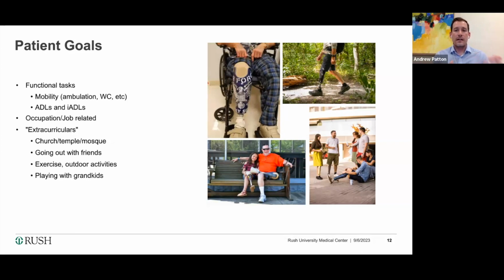Not only how do they get there back and forth, are there stairs that they're going to need to navigate? Is there a lot of kneeling or pronating that they're going to need to be doing? So those are types of things you want to think about. What prosthesis, what level would they be good to be able to do what they want or need to be able to do? Going out with friends, of course, exercise and outdoor activities, playing with grandkids. So you got to be down on the floor or being really mobile. So a lot of different things to consider.